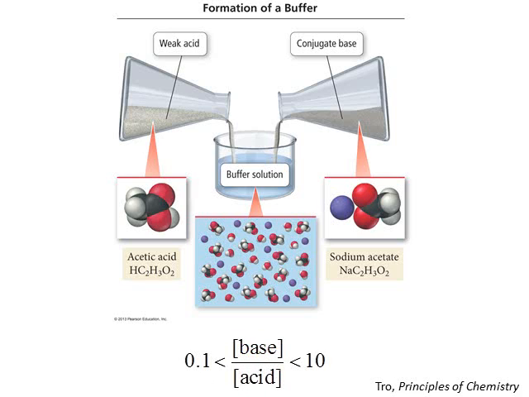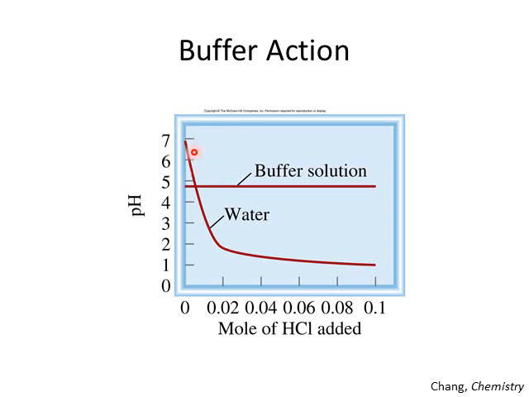Typically we say that it will work if the ratio between the concentration of base to the concentration of acid is between 0.1 and 10. And this is how you form a buffer. Note that in practical terms, when you make one, a lot of times what people do is to take either a weak acid or weak base and then add strong acid or base to neutralize it, forming the conjugate acid or base needed.